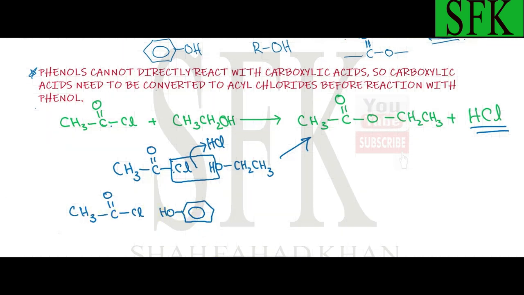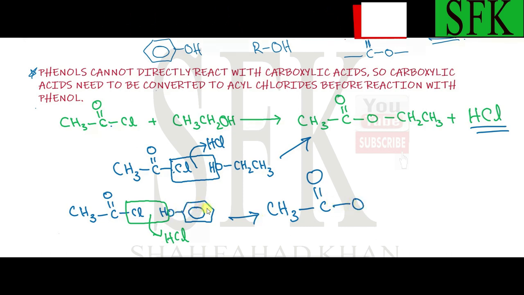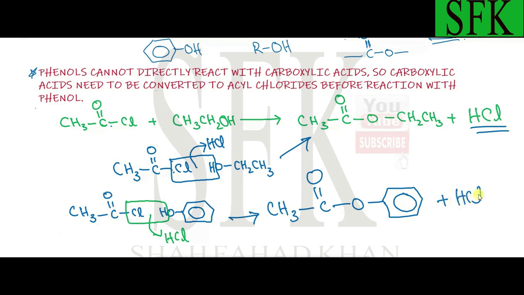If we react an acyl chloride with phenol, we know that phenols only react with acyl chlorides and do not react with carboxylic acid. Again, the chlorine atom of the acyl chloride and the hydrogen atom of the phenol both combine, forming HCl, and are removed. As a result, we get our final product, again an ester, CH3, C double bonded oxygen. This is the structure from the acyl chloride side, and then this carbon double bonded oxygen gets bonded with the oxygen atom of the phenol, and this oxygen has a benzene ring attached to it. This is our main product, and HCl is given out as a byproduct.